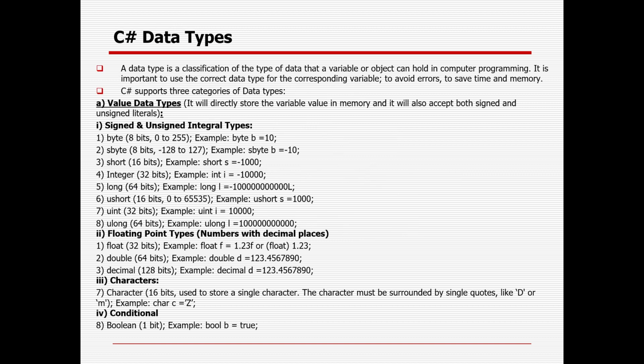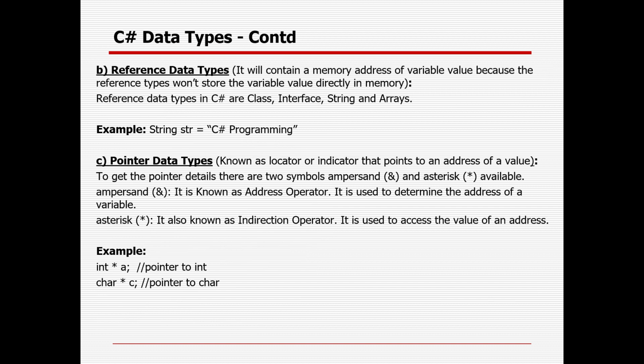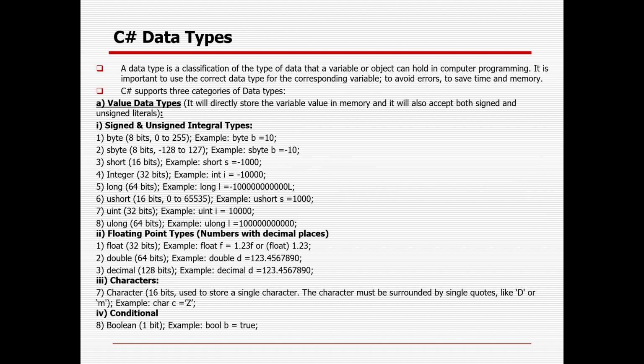A data type is a classification of the type of data that a variable or object can hold in computer programming. It is important to use the correct data type for the corresponding variable to avoid errors and to save time and memory. So C Sharp supports three categories of data types: the value data type, reference data type, and the pointer data type. In any programming language, a data type is required to define the type of the data.